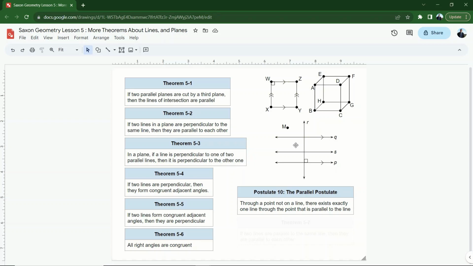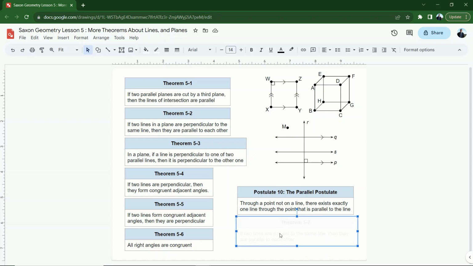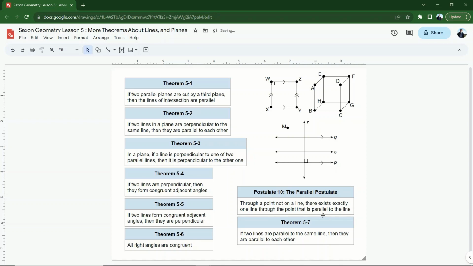Does that one make sense after you do a little bit of thinking about it? Again, there's just multiple figures you have to hold in mind at the same time, and that's kind of what makes this a little difficult. Theorem 5.7, the last one. If two lines are parallel to the same line, then that means that those lines are parallel to each other.